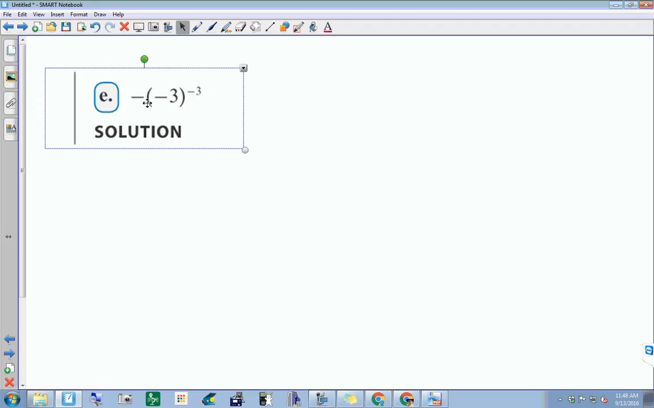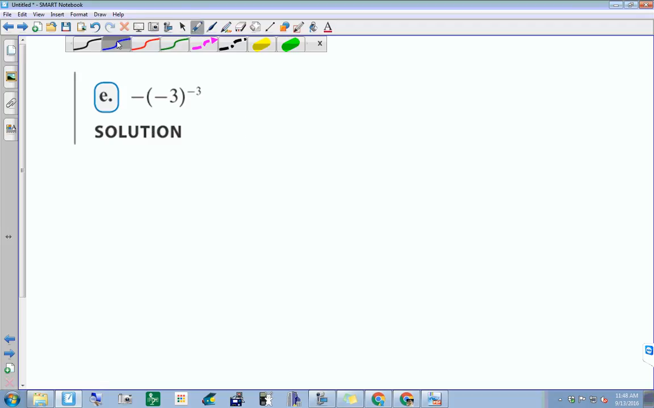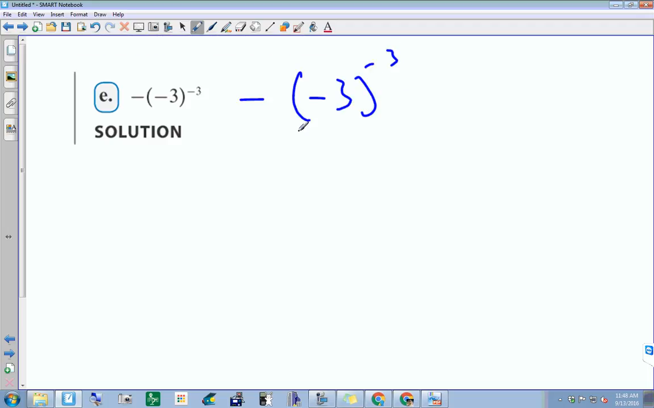You know why? Because you've got this exponent up here. That exponent means I've got to do something with that parenthesis. So how this one is going to look is I'm going to have negative on the outside, negative 3 to the negative 3 up here, all over 1. So that means this negative is on the outside, so it stays out here. This is going to be 1 over, parenthesis, negative 3 cubed.